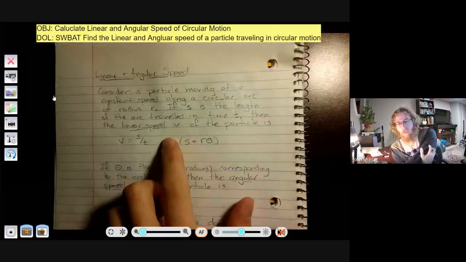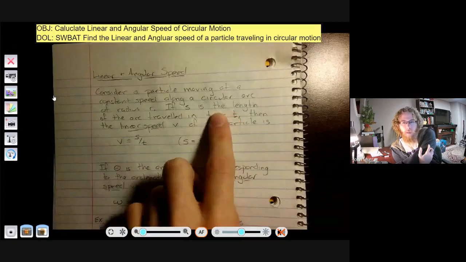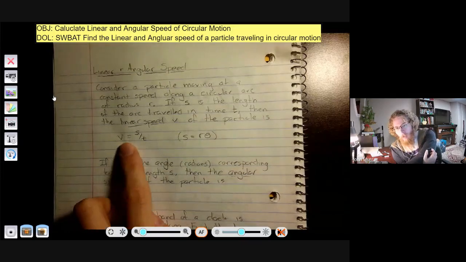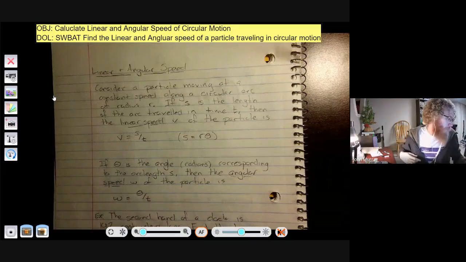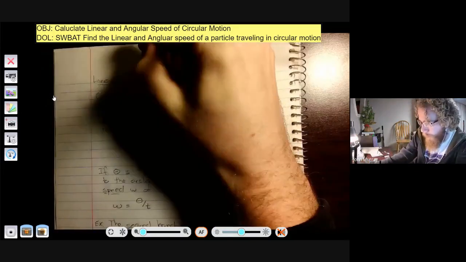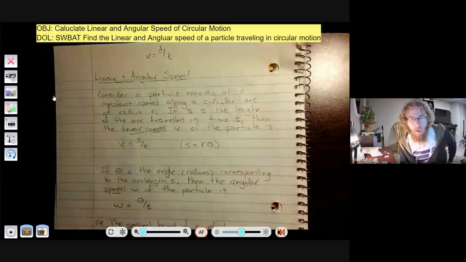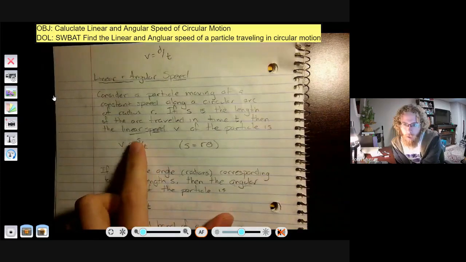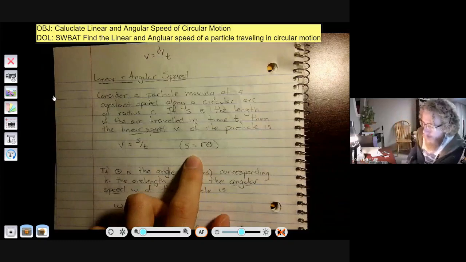Okay, so for linear speed, we need to know the arc length that we are traveling. Right, so to find the linear speed, normal speed, if we're just talking about basic physics, velocity, that's distance divided by time, right? So since we're traveling in a circle, our distance is going to be the arc length, right? And here I just have a reminder of our arc length formula.